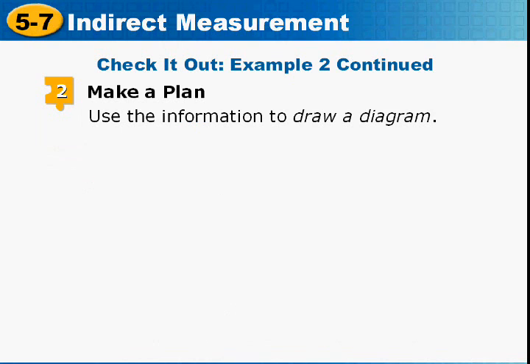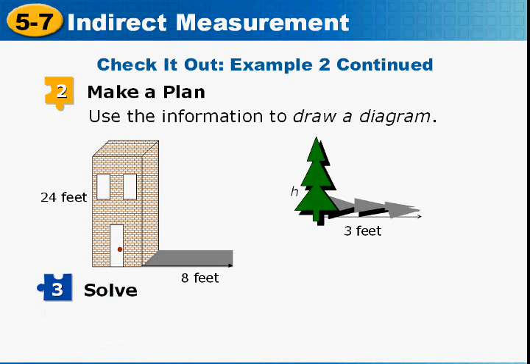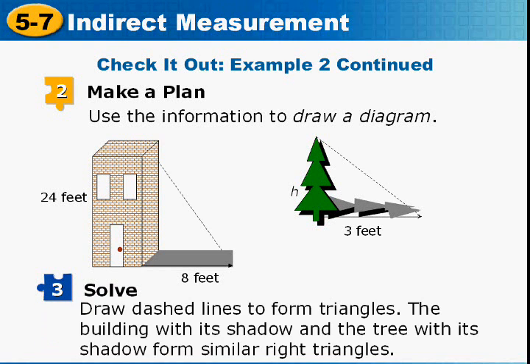Use the information to draw a diagram. 24-foot tall building, 8-foot shadow. We don't know the height of the tree, but we know the shadow is 3 feet. To help us solve, we're going to draw dashed lines to form right triangles. The building with its shadow and the tree with its shadow form similar right triangles.